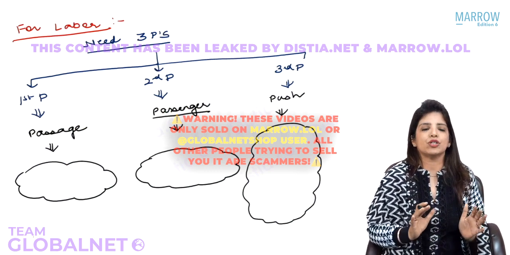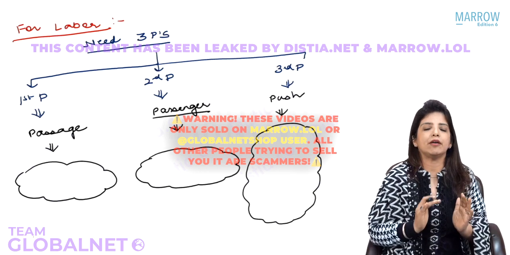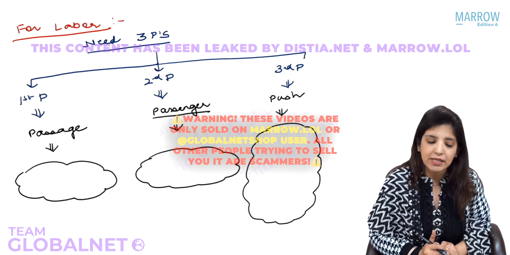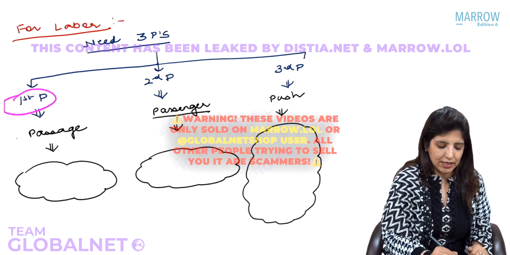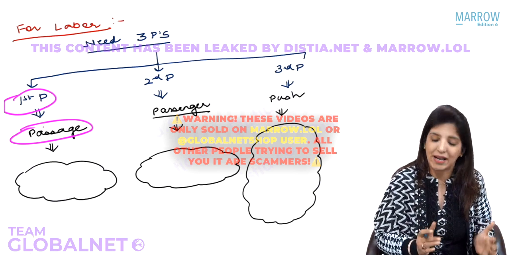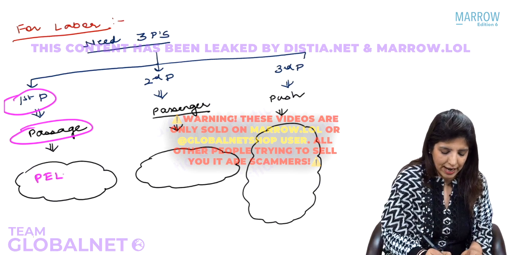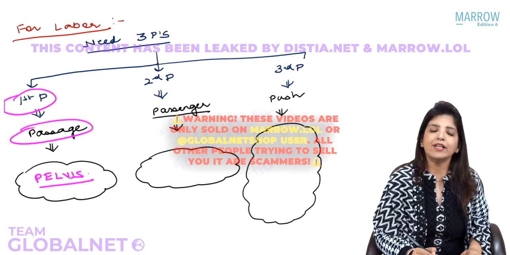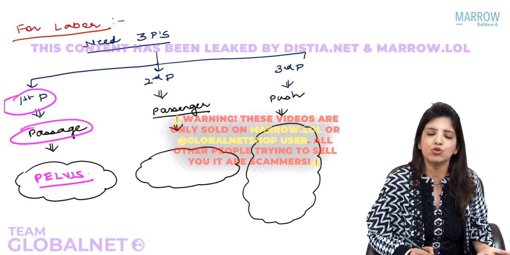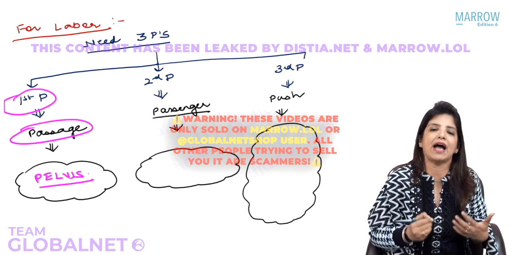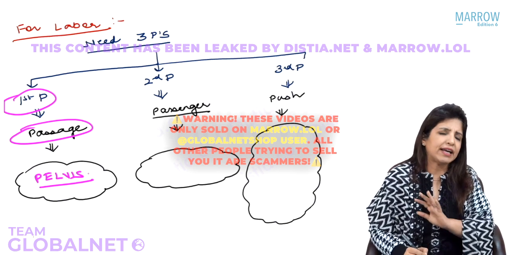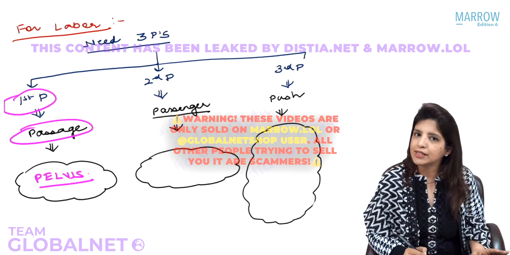Now, once the process of labor begins, for the labor to proceed, 3 P's are needed. And what are those 3 P's? Number one, the first P is passage. You need an adequate passage, and by passage, I mean you need an adequate pelvis. Only if the pelvis is adequate can delivery happen. So you need a gynecoid pelvis, an adequate pelvis, not a contracted pelvis, for delivery. And everything about the pelvis we have already discussed.